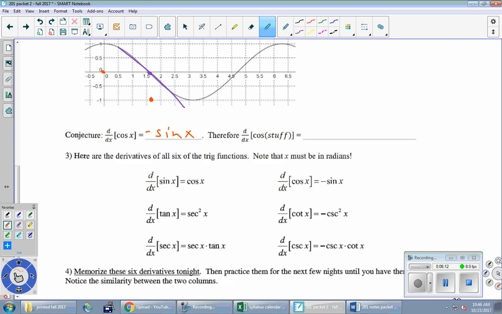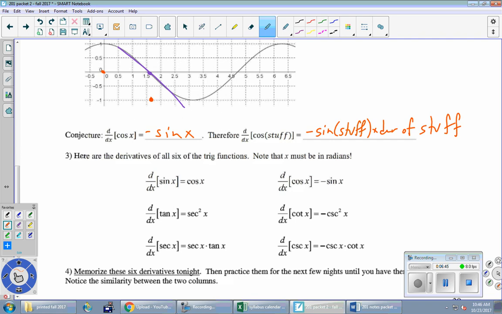And therefore, derivative of cosine of stuff, negative sine of stuff, times the derivative of the stuff. Okay, so sine becomes cosine, cosine becomes negative sine.